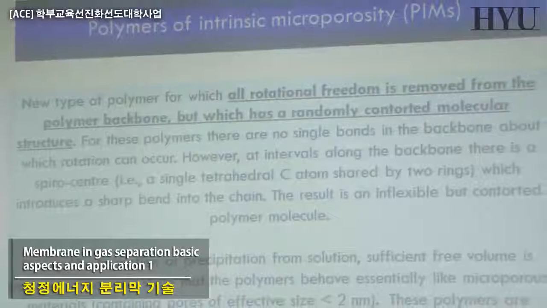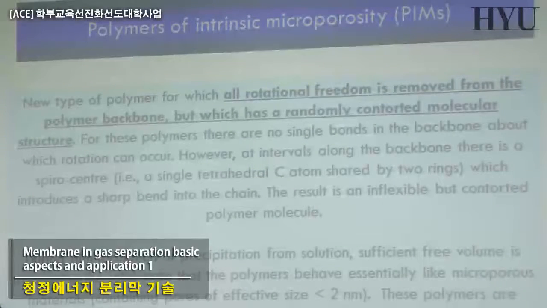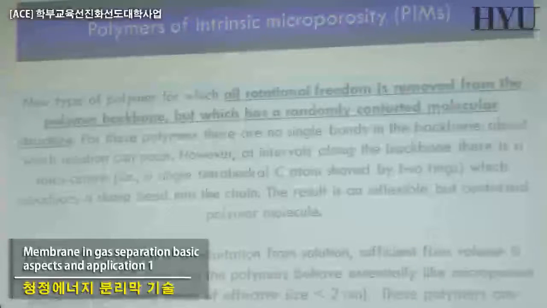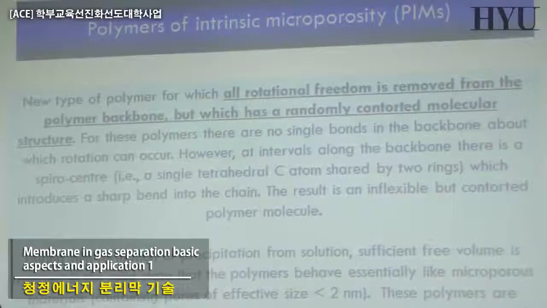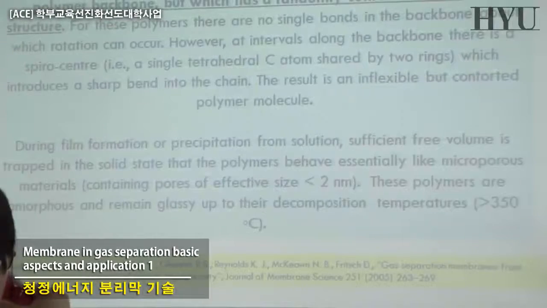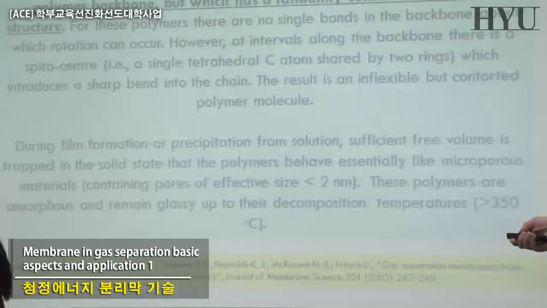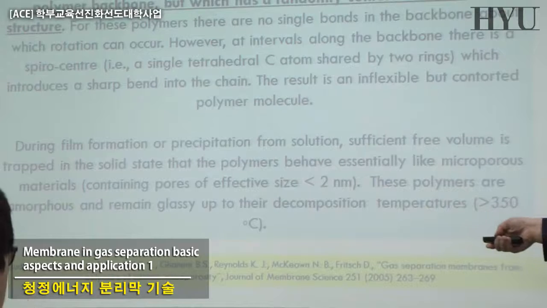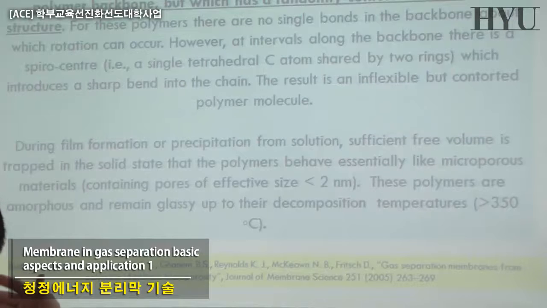The spirocenter is introducing a complicated morphology in your final polymer, which is basically an inflexible but contoured polymer molecule. This kind of structure, during film formation, induces a sufficient free volume trapped in the solid state, more than the 20% I was mentioning before, acting as a microporous material containing pores of effective size less than 2 nanometers. They are amorphous and remain glassy at temperatures up to 350 degrees.